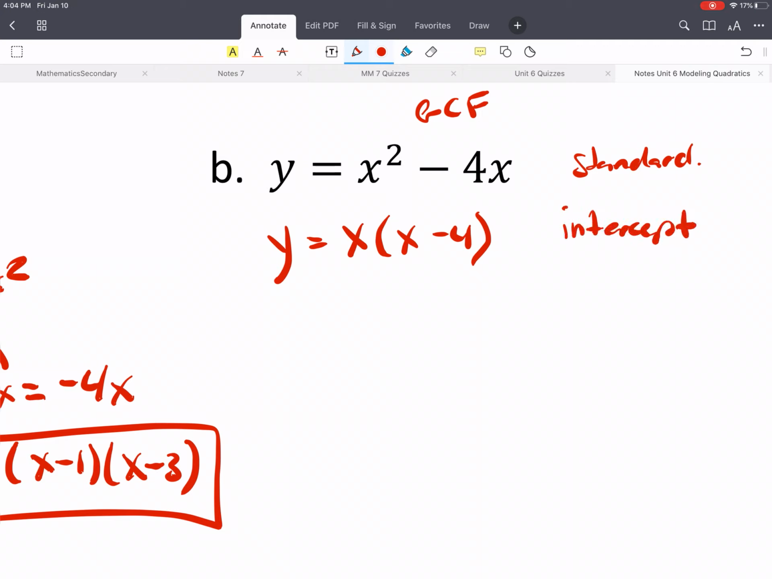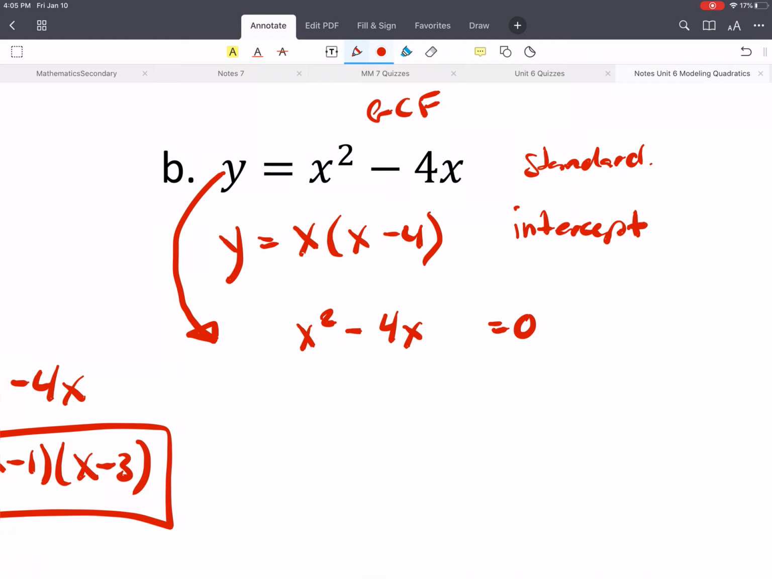And then the last thing is we would need to go from standard to vertex. So again, we set it equal to 0. And then we move the constant over. Well, we don't have the constant, so we'll just leave it open. Now we'll complete the square, and it's exactly the same as what we did before. Here, it turns out to be plus 4 to both sides.